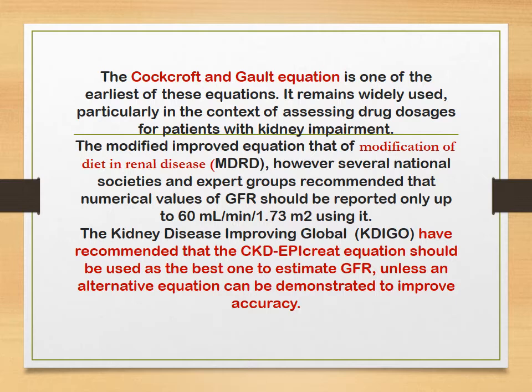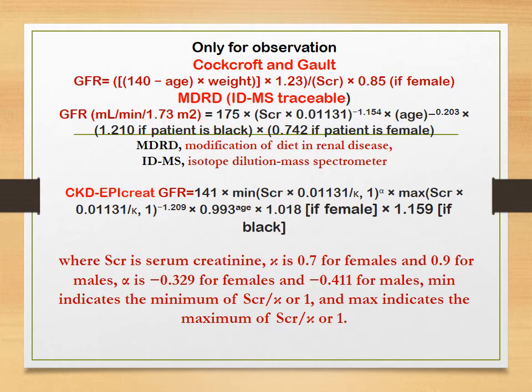The Kidney Disease Improving Global Outcomes has recommended that the Chronic Kidney Disease Epidemiology equation is the best one that must be used to estimate or calculate the estimated GFR, till now, unless an alternative equation can be demonstrated to improve over it. So it is recommended that the Chronic Kidney Disease Epidemiology creatinine equation is the best one to estimate the GFR and assess kidney injury till now. This is for observation only.